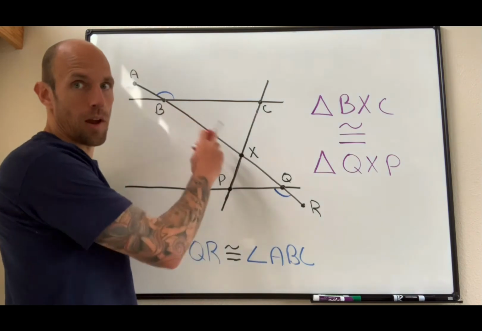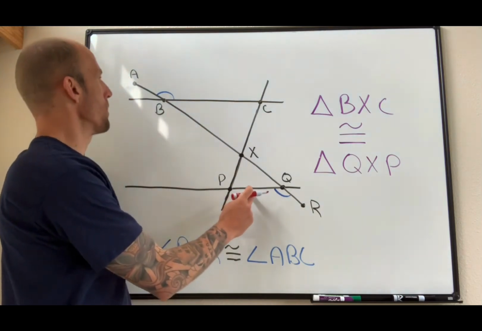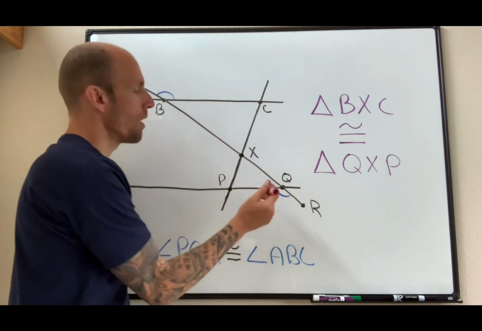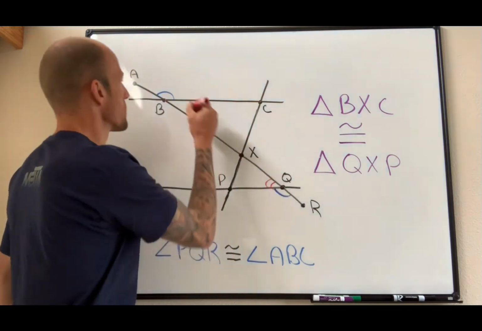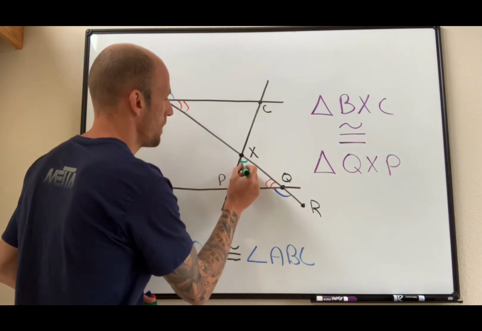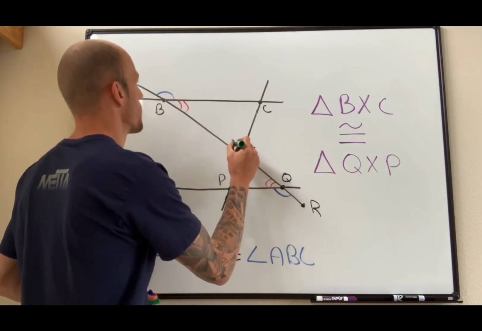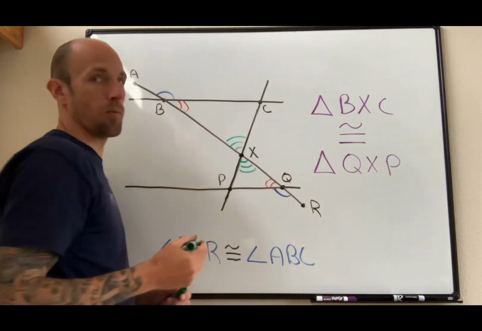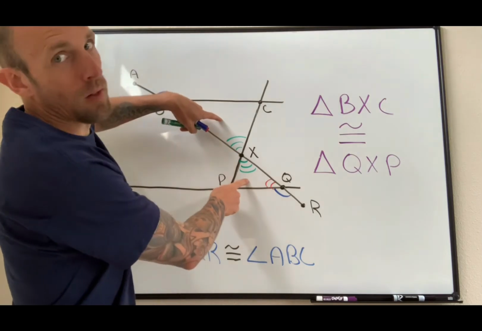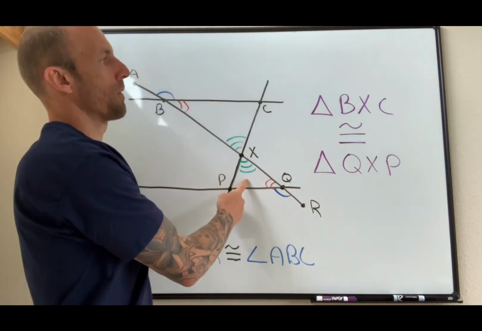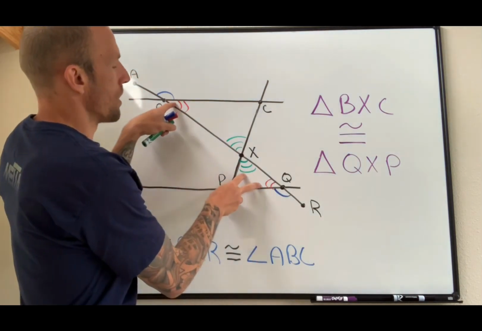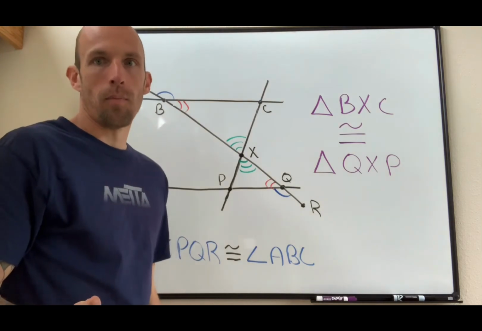Since alternate exterior angles are congruent, PQ and BC are parallel. Since BC and PQ are parallel, alternate interior angles are also congruent. And by vertical angles, angle PXQ is congruent to angle CXB. Same diagram. But one glance at the two triangles is proof enough to see that these two triangles are not congruent, while they do still maintain their similarity because of their equal angles.